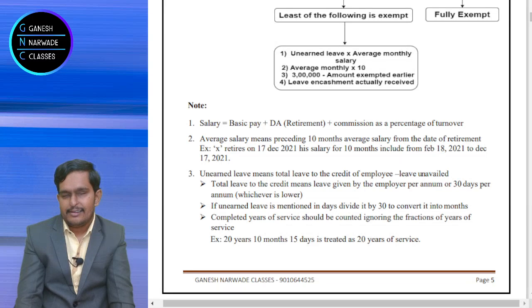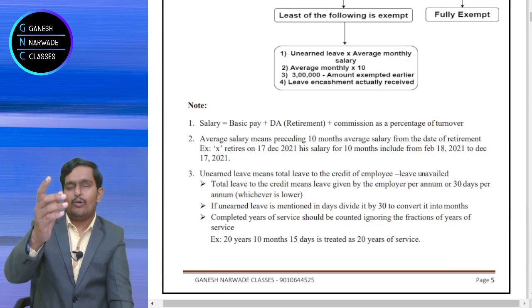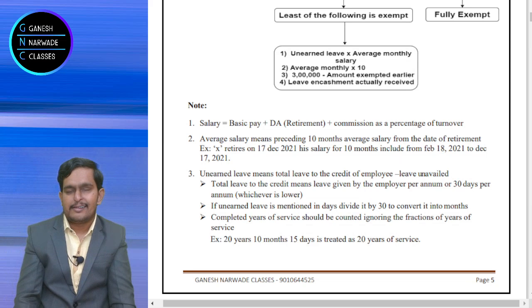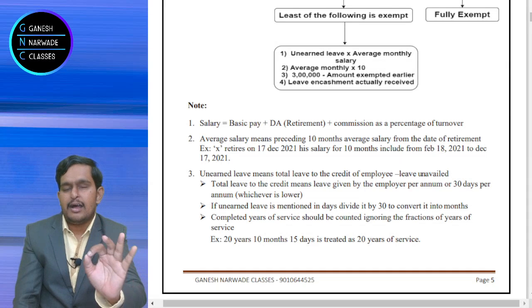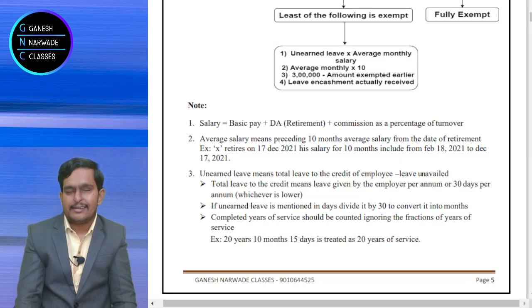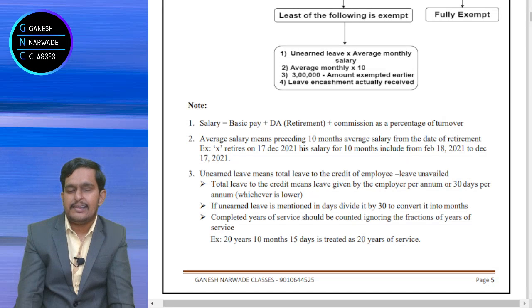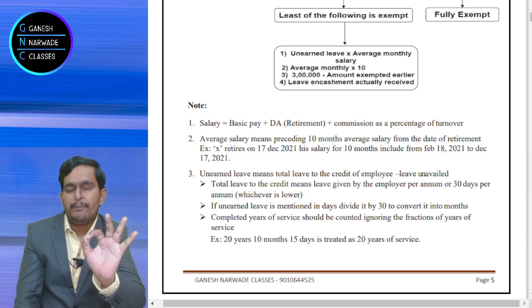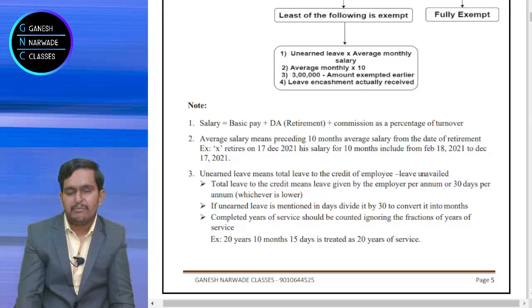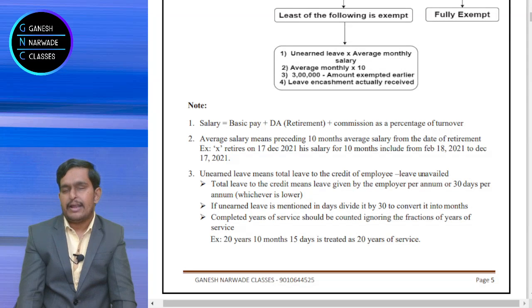Income tax says that the employer may have whatever thoughts in his mind, we are least bothered. We only consider 30 days per annum as leave. Suppose, for example, your employer gives 45 days leave in a year. Income tax says 45 days or 30 days as per income tax, whichever is lower. So 30 days will be treated as leaves allowed per annum. Okay, very important thing: leaves allowed per annum.